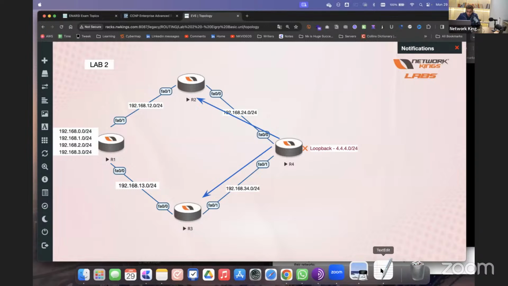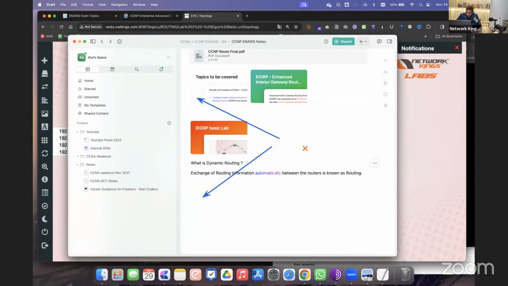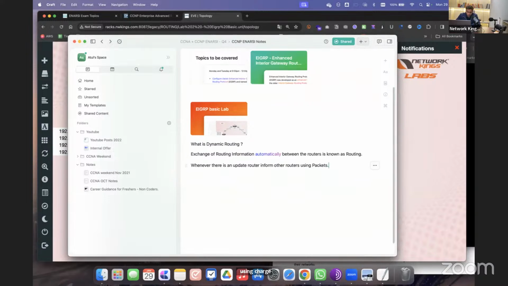So the other line: whenever there is an update, the router informs other routers using packets. There are some packets which we'll be discussing.